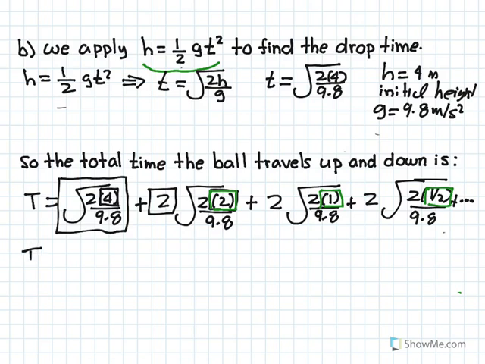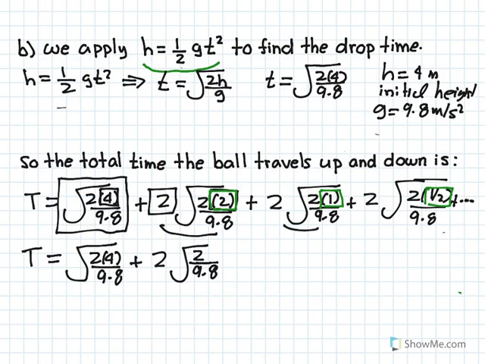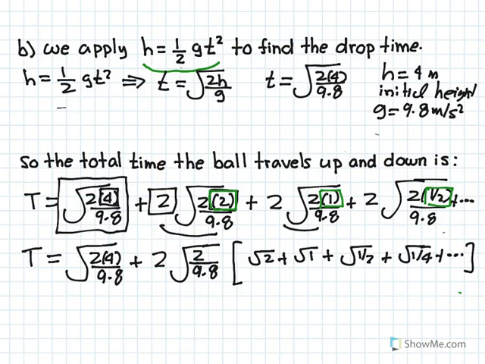So let's write this as t is equal to square root of 2 times 4 divided by 9.8. Now I'm going to factor out all the things that don't change. So that's 2 times square root of 2 divided by 9.8. Factor this out from every term of this infinite geometric series. What remains is root 2 plus root 1 plus root of 1/2 plus root of 1/4 plus and so on. So clearly we have an infinite geometric series.